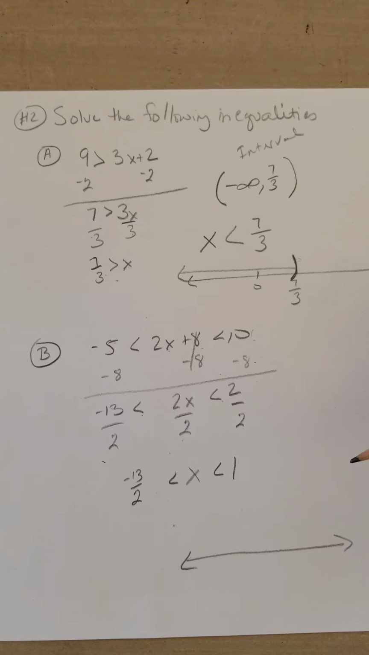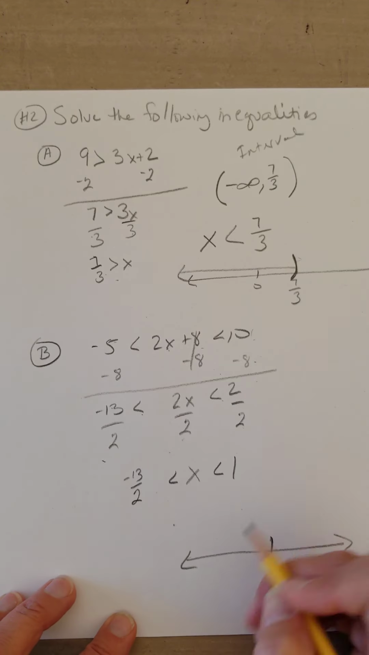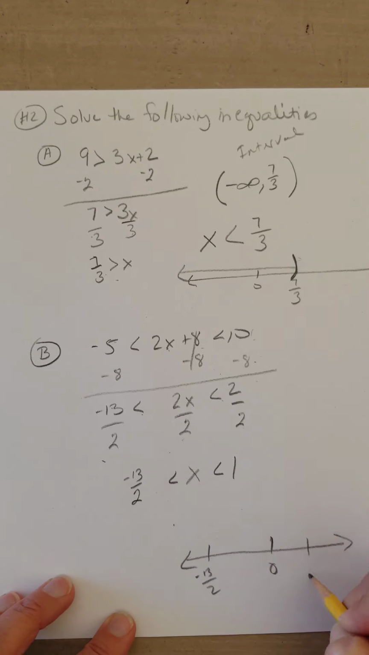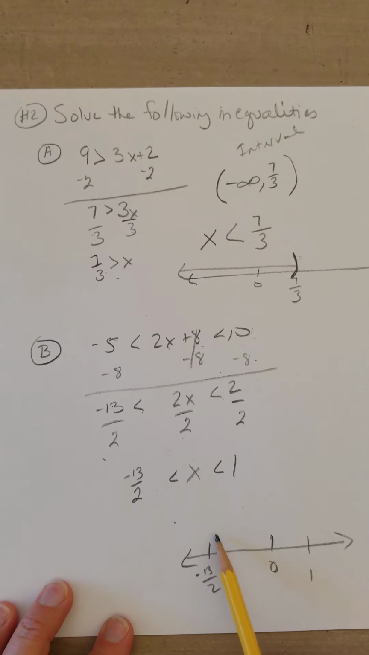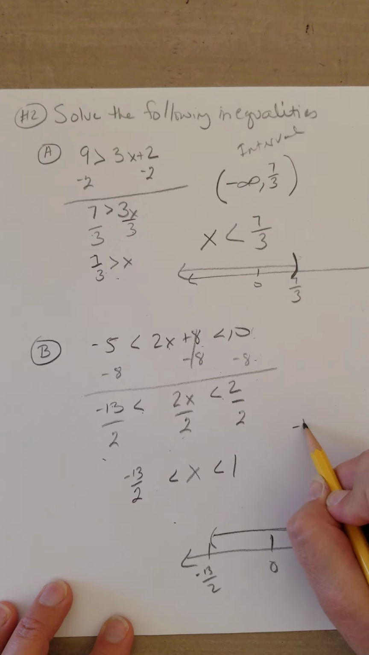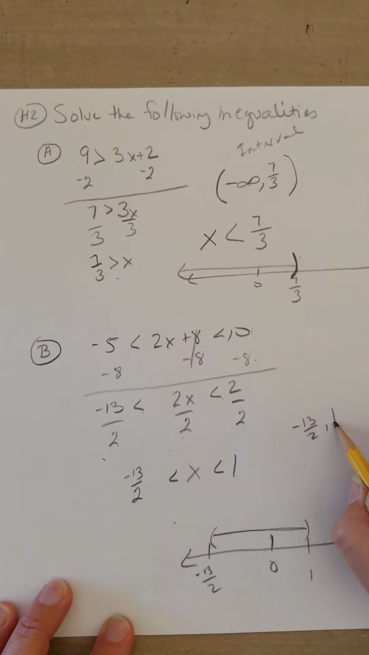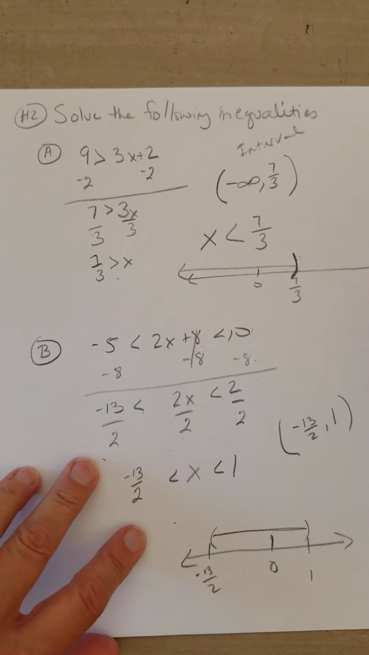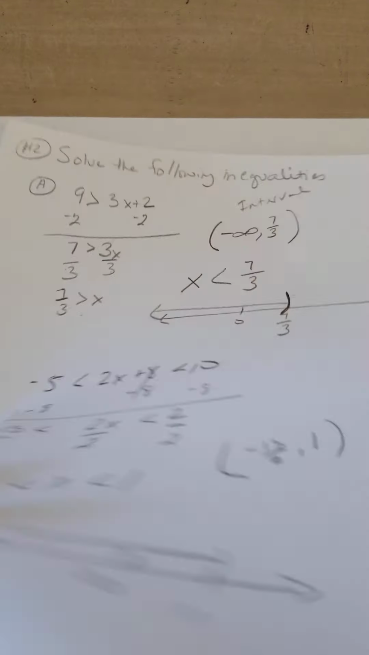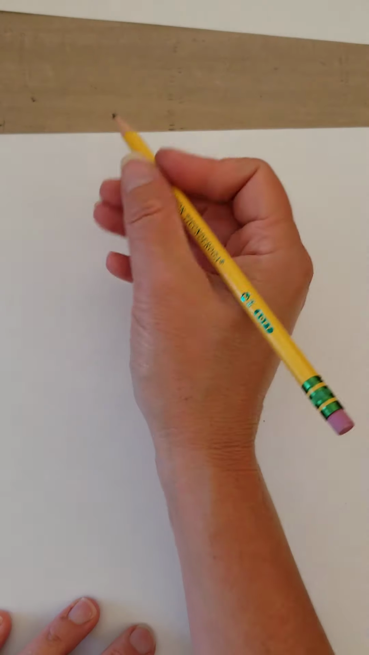All right. So on your number line, 0, negative 13 halves, 1 is here. Doesn't matter how close we are to 0. We're looking at everything between negative 13 halves and 1. We are not including them, which means my interval would be negative 13 halves to 1. And there we go. Okay, so that is that one. I haven't had to flip anything yet, which is kind of nice. Let's see how this last one goes.